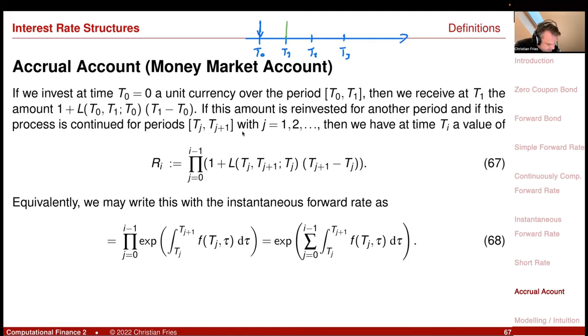So what I will receive back is one plus, and if I now use the simple forward rate L for the period from T0 to T1, multiplied with the period length, which is T1 minus T0. So I invest here one unit and I accrue some interest over this period. I have contracted this in T0. Now I repeat this contract, but with the interest rate I observe at the beginning of this period. So if this amount is now reinvested for another period and this process is repeated, I actually get the product. So I now perform here repeated reinvestments.